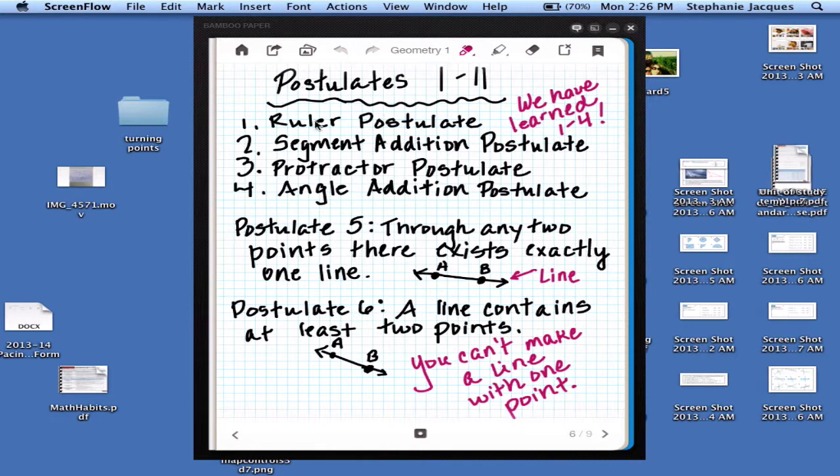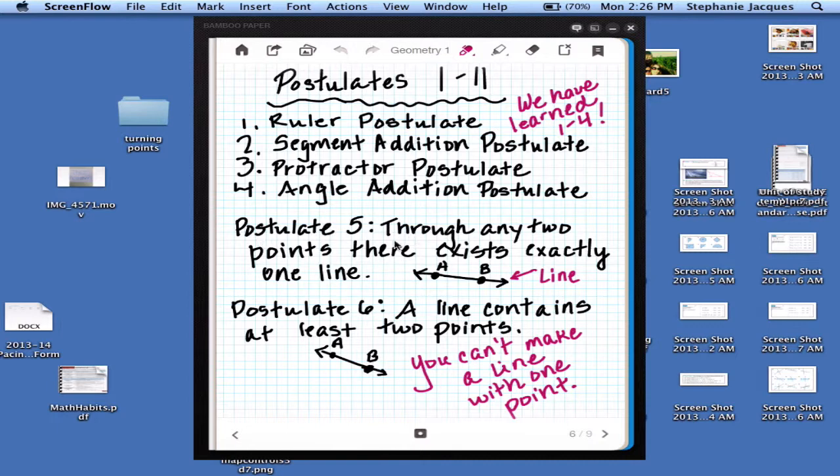Okay, postulates. We already learned 4 postulates: the ruler postulate, the segment addition postulate, the protractor postulate, and the angle addition postulate. Now we're moving on to some more postulates, but these are just numbered. They don't really have names. We just call it postulate 5.